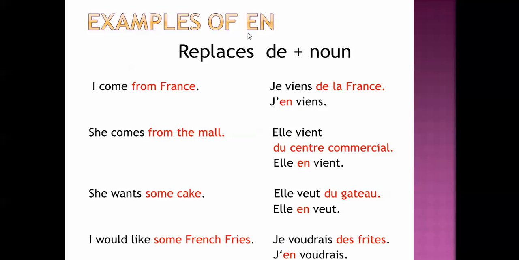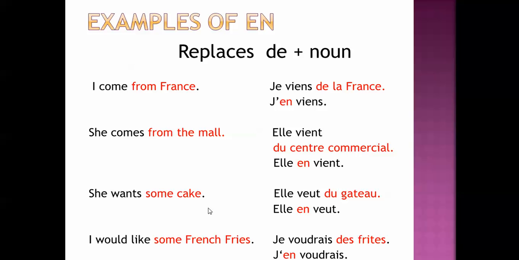Okay, examples of en, which replaces de followed by a noun. I come from France. Je viens de la France. J'en viens. Once again, a contraction because en begins with a vowel. So en replaces "de la France." She comes from the mall. Elle vient du centre commercial. So here we're replacing "du centre commercial" with en. Elle en vient. She comes from there.